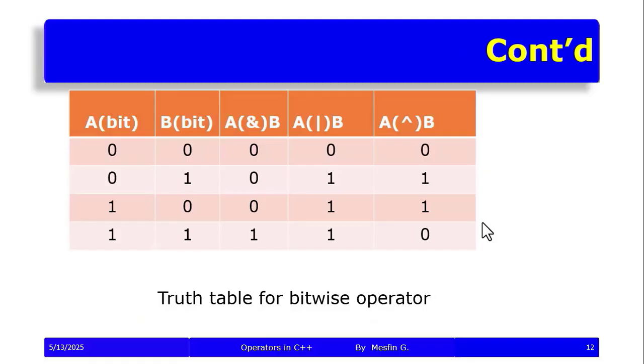So to summarize the above points, the bitwise AND operator will be 1 only when both bits are 1. Otherwise it will be 0. The bitwise OR operator will be 1 if either of the bits is 1. And the binary XOR operator will be 1 only when both bits are different, or if both bits are the same, it will be 0.